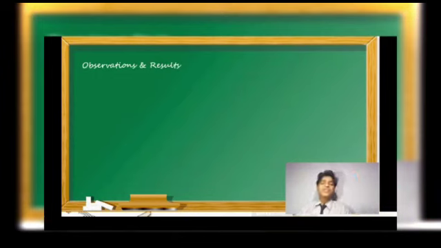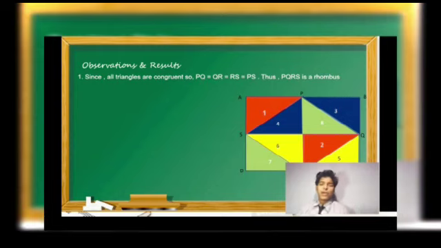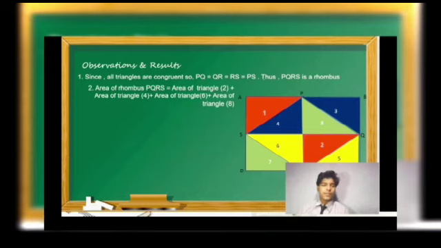Now observations and results. Since all triangles are congruent, PQ equals QR equals RS equals PS. Thus, PQRS is a rhombus. Area of rhombus PQRS equals area of triangle 2 plus area of triangle 4 plus area of triangle 6 plus area of triangle 8. It is 2, 4, 6, 8.